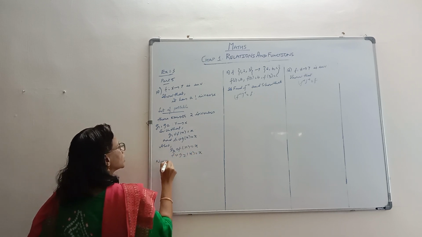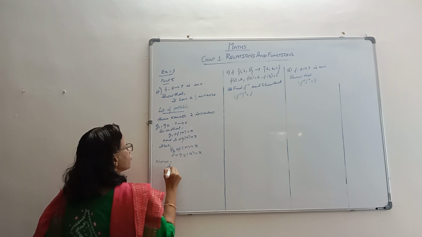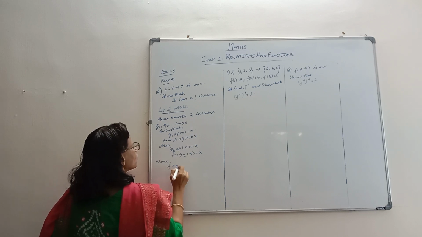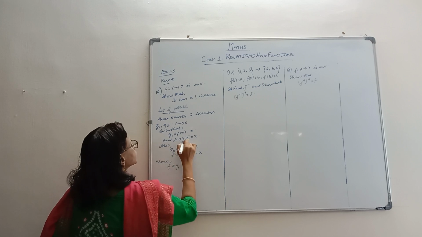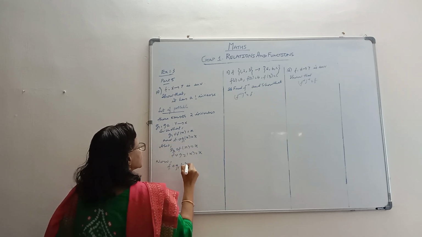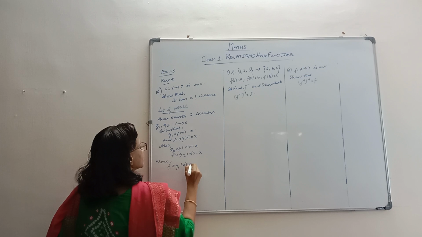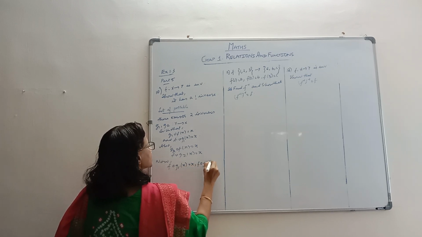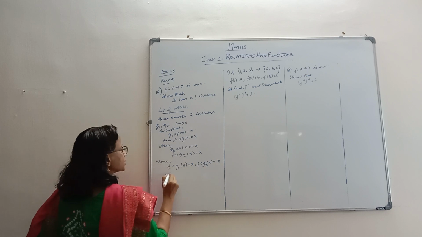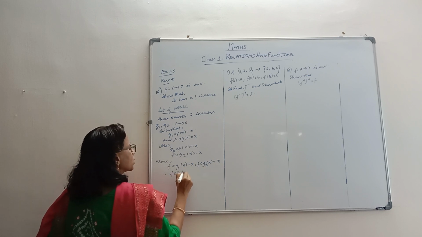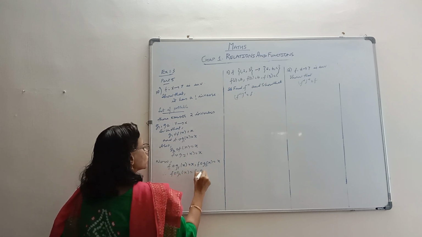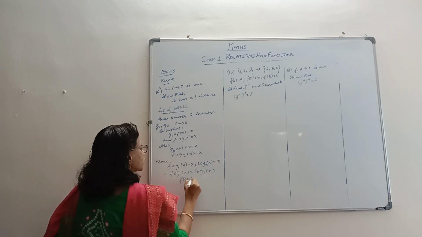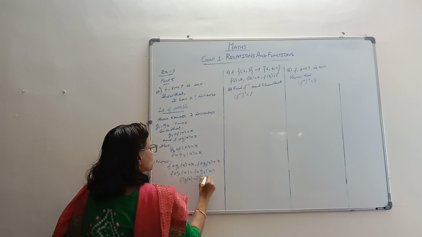Now let's consider fog1 of x is x and fog2 of x is x. See, the right hand sides are equal, so left hand sides will be equal. So fog1 of x is fog2 of x. By definition, this is f of g1 of x, f of g2 of x.